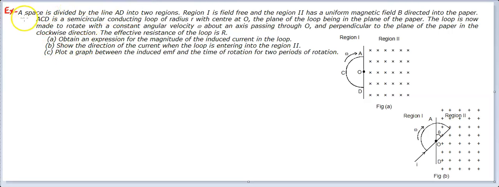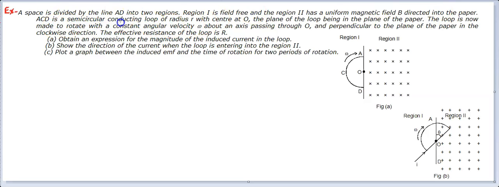It reads like this: a space is divided by the line AD. This is the AD line. This line divides the space. This side is region 1, and this side is region 2. Region 1 is field free. And region 2 has a uniform magnetic field B directed into the paper as shown in the figure.